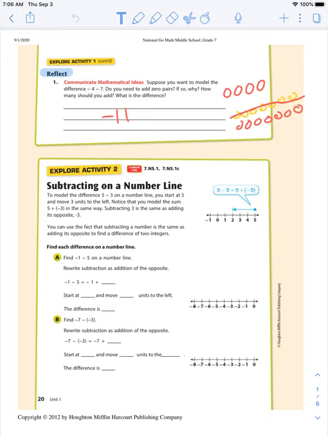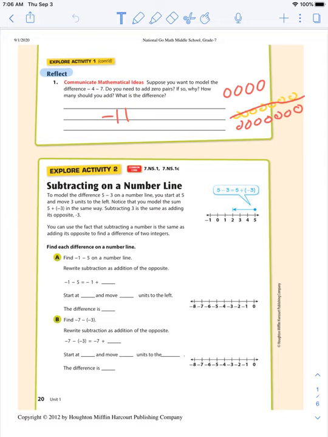All right, the second way we're going to model subtracting with negatives is on a number line. Remember when we subtract, when we move negative, we move to the left. When we move positive, we move to the right. So to model the difference 5 minus 3 on a number line, you start at 5 and you move 3 to the left. Notice you model the sum of 5 plus negative 3 in the same way.